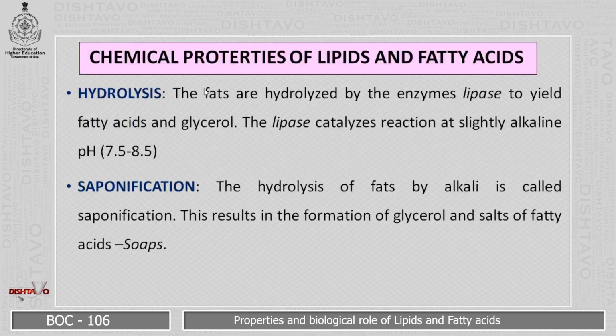Chemical properties of lipids and fatty acids. The first one is hydrolysis. Fats are hydrolyzed by different enzymes, lipase being one example, to yield fatty acids and glycerol. Lipase catalyzes the reaction at slightly alkaline pH, that is pH 7.5 to 8.5. Next one is saponification. The hydrolysis of fats by alkali, which are basic in nature, is called saponification, and this results in the formation of glycerol and the salts of fatty acids. Soaps are examples of this.